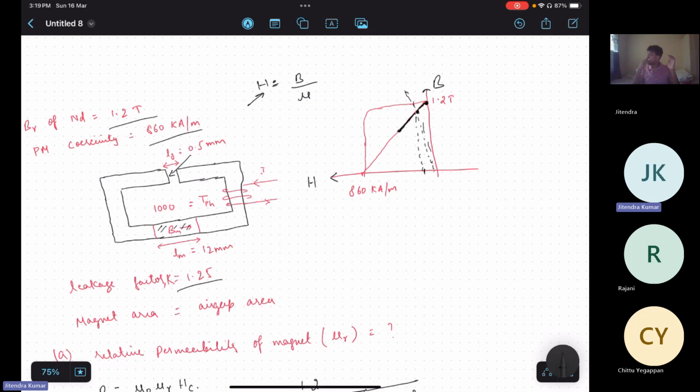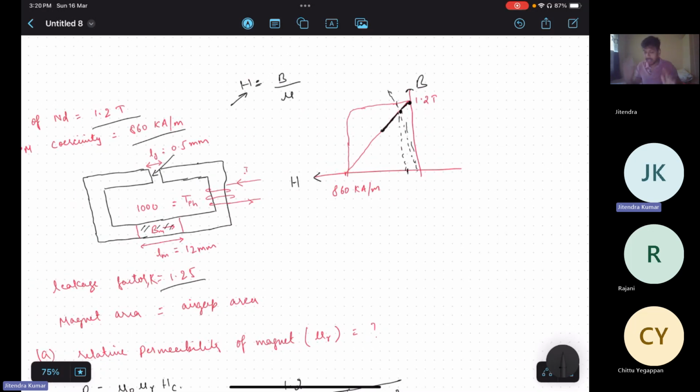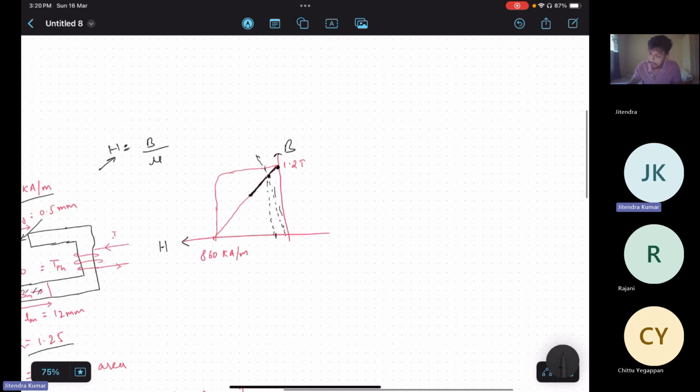So, how to further simplify it? Another simple way to observe is like this. V is directly proportional to H, isn't it? Now, how will H increase?